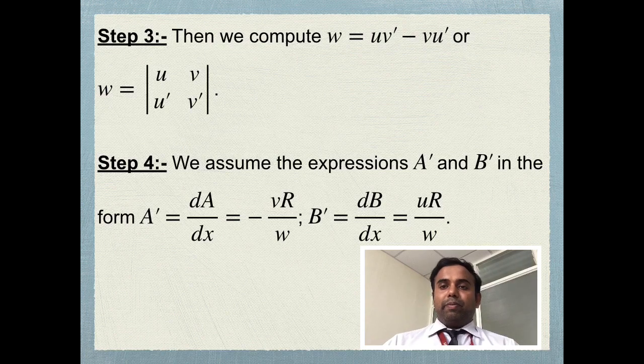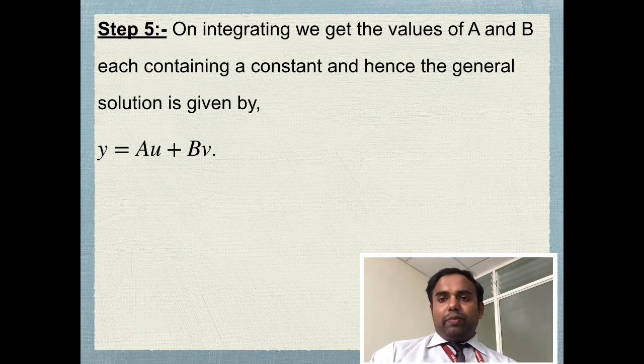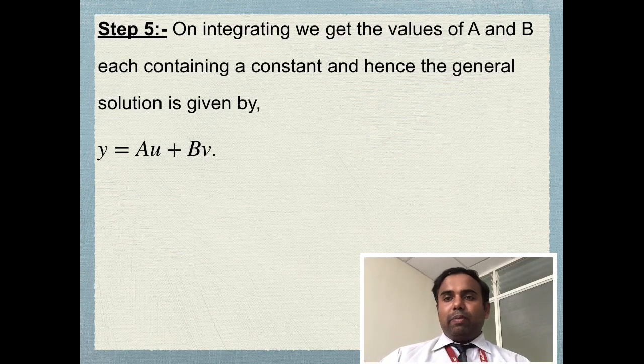Now our main target is finding a and b, the functions of x which we assumed in step 2. Keeping that in mind, we already know the two expressions assumed for a dash and b dash. So concentrating on that, in step 5 we integrate to get a and b, each containing a constant, and hence the general solution is given by y is equal to au plus bv.